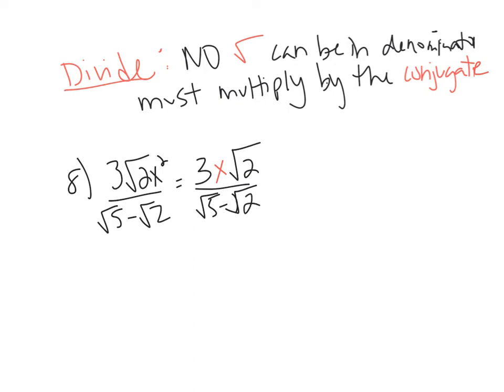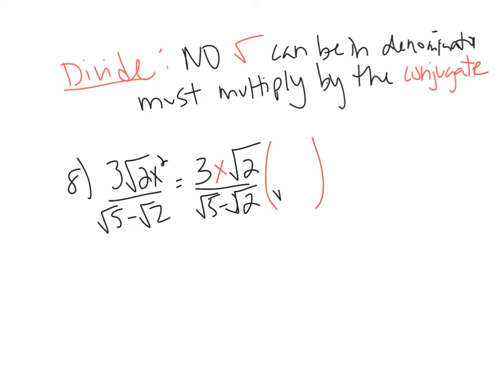Okay, but now I'm stuck. And what did I just say up here? I am not allowed to keep a square root in the denominator. So I'm going to have to find a way to get those square roots out of the denominator. What we need to do is multiply by the conjugate. So I'm going to look at the denominator, root 5 minus root 2, and change that middle sign. Whatever I do to the bottom, I can do to the top. So I'm going to multiply the top and the bottom by the exact same thing, which is going to be a fancy one.